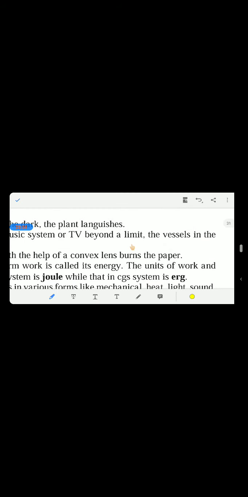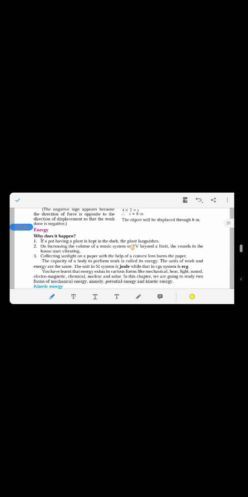Before that, I will give you some highlights in the textbook that you have to learn today. Unit of energy: the SI unit is joule, the CGS unit is erg.